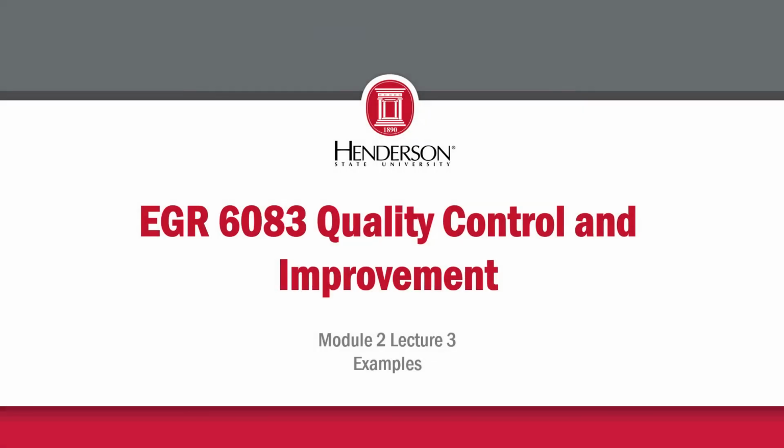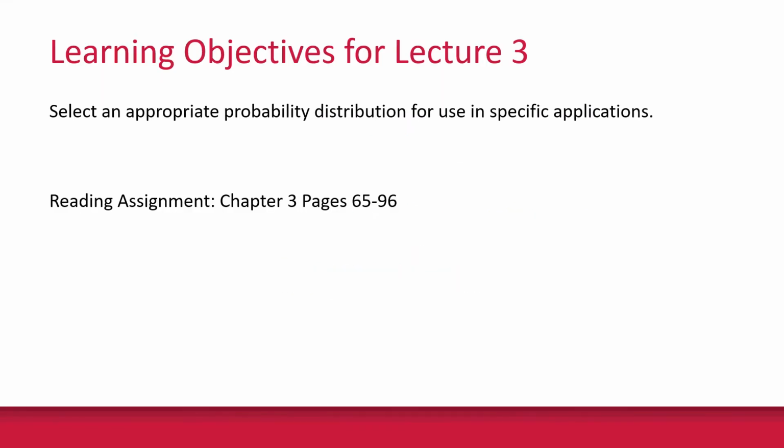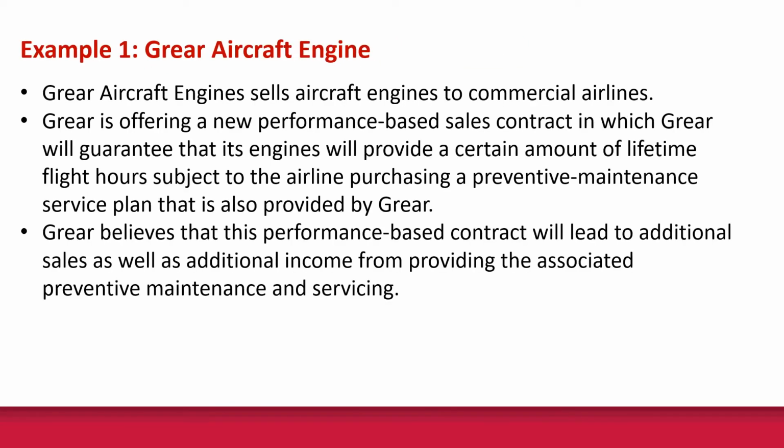Quality Control Improvement, Module 2, Lecture 3. Let's take a look at some examples using the various distributions. The learning objective for Lecture 3 is to select the appropriate probability distribution for use in specific applications. Reading assignment is Chapter 3, pages 65 through 96.